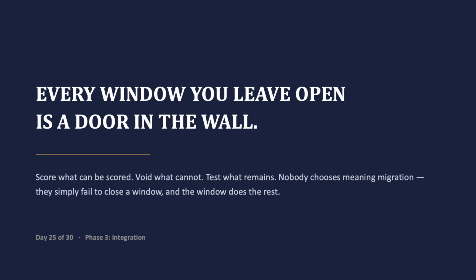And remember how this failure actually happens, because it will not announce itself. Nobody chooses meaning migration. Nobody sits down and decides to let a thread stay vague so it can be made true later. They simply fail to close a window, and the window does not rest. Every window you leave open is a door in the wall you have spent 25 days building. Close them while closing them still costs you nothing but an evening. 5 sessions left. They are not for collecting. They are for finding out.